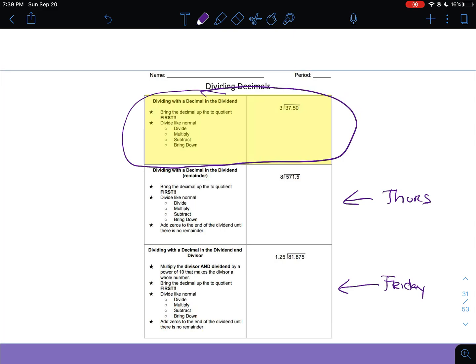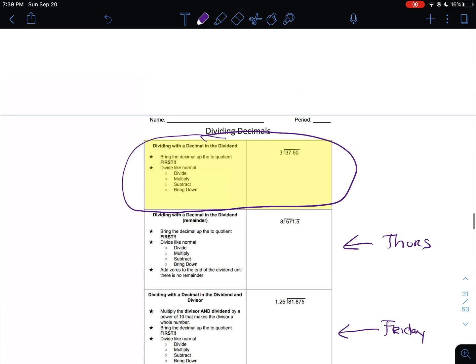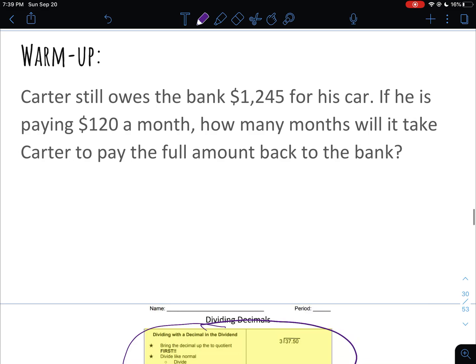So I'm going to break it down into 3 different days. If you don't care about the graphic organizer, then don't worry about it. I just give it to you to try to be nice. So it's definitely not required, but it does help a tad bit.